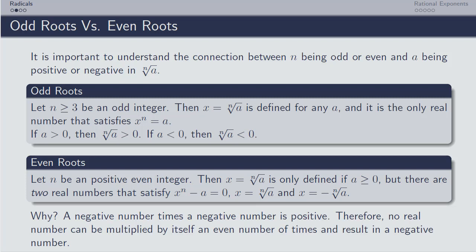Why? Well, if you multiply a negative number times a negative number, you get a positive number. And so if you're multiplying things together an even number of times, there's no way for that thing to be negative because you'll always be able to pair up those negative signs. Or the root can't be positive, because a positive number times itself, however many times, is going to be positive as well. So we cannot take the even root of a negative number. We can take the odd root of any real number.